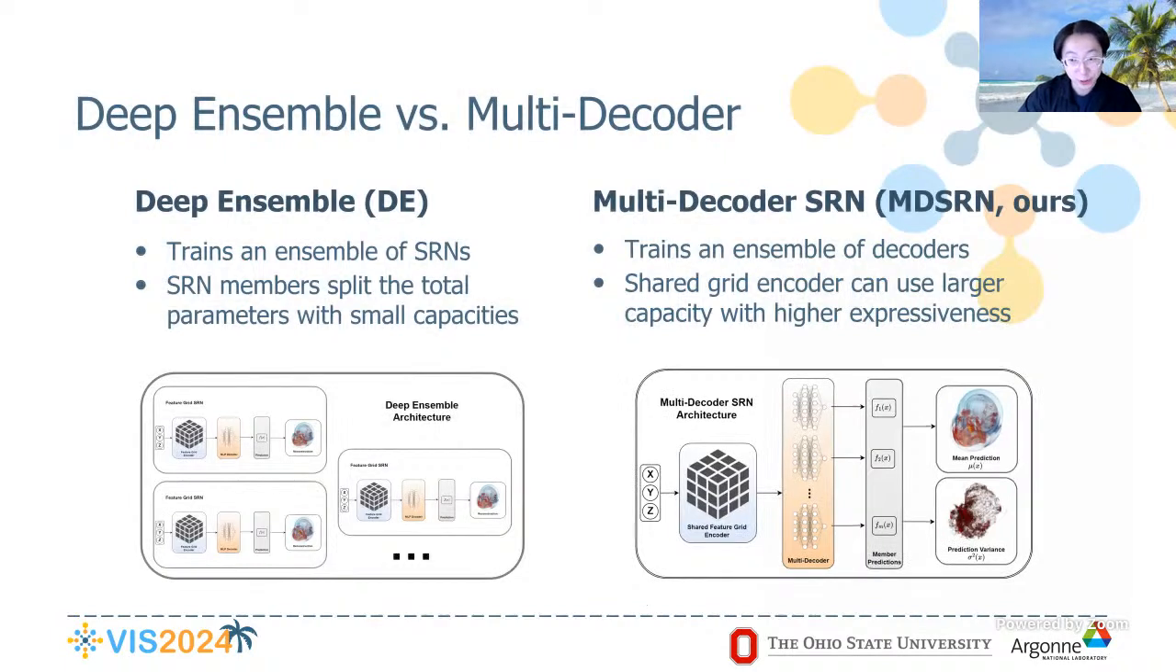Contrasting our ensemble scheme with the traditional deep ensemble method, which trains independent networks to form an ensemble, this single shared grid encoder in MD-SRN can use many more parameters than any individual grid from a deep ensemble member. Hence, our member networks can have higher expressiveness and accuracy.